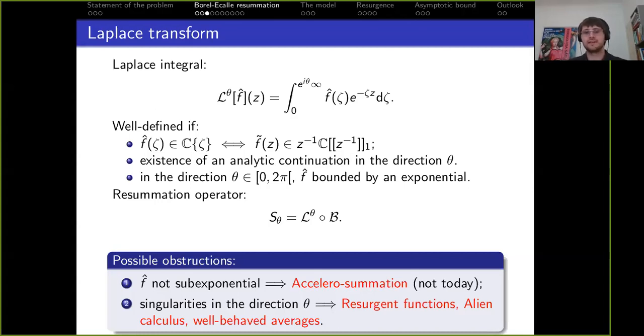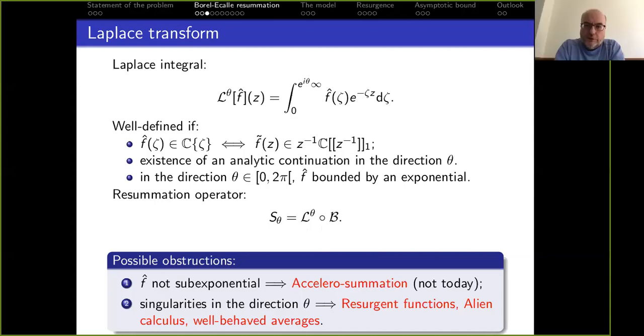And in a physical problem, the direction in which you want to resum is given by your problem. Typically, I will have to take theta equals 0 if my perturbation parameter is real, if positive real. There might be other problems where I have to take pi over 2 or minus pi over 2, or 3 pi over 2. It's not very important. But I cannot just say, okay, I cannot resum in this direction, so I will resum in another one, because then I'm just not solving my problem.